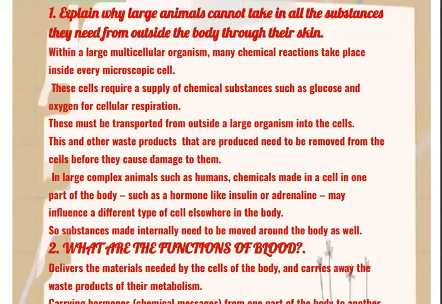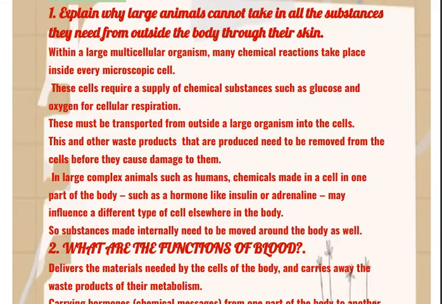Questions. 1. Explain why large animals cannot take in all the substances they need from outside the body through their skin. Within a large multicellular organism, many chemical reactions take place inside every microscopic cell. These cells require a supply of chemical substances, such as glucose and oxygen for cellular respiration. These must be transported from outside a large organism into the cells.